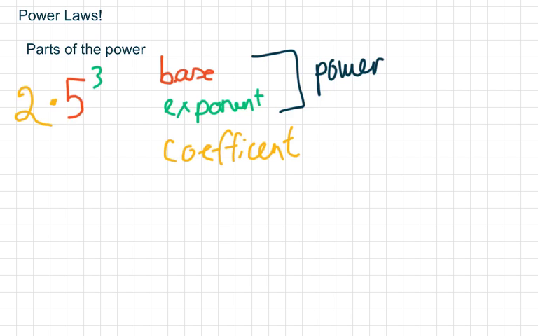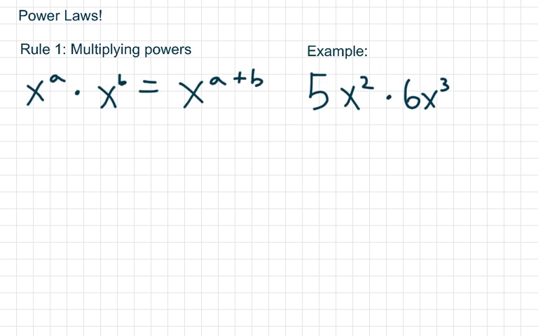So another part of it is the coefficient, which is separate from the power. We're not going to be talking about it too much, but it's an important piece of vocabulary to get down. The coefficient is whatever the power is being multiplied by. So that's the number 2 in yellow you see there.